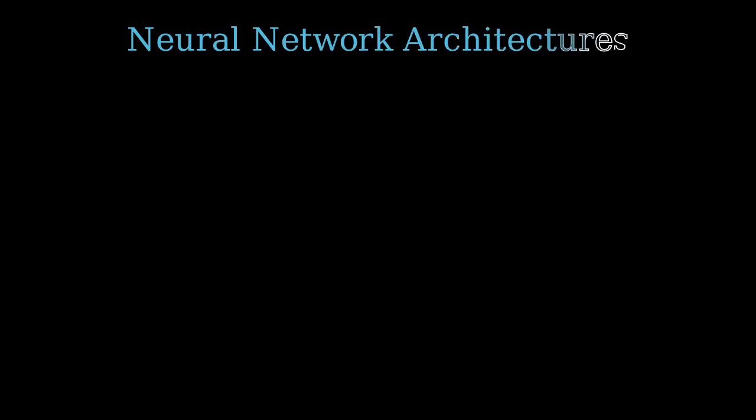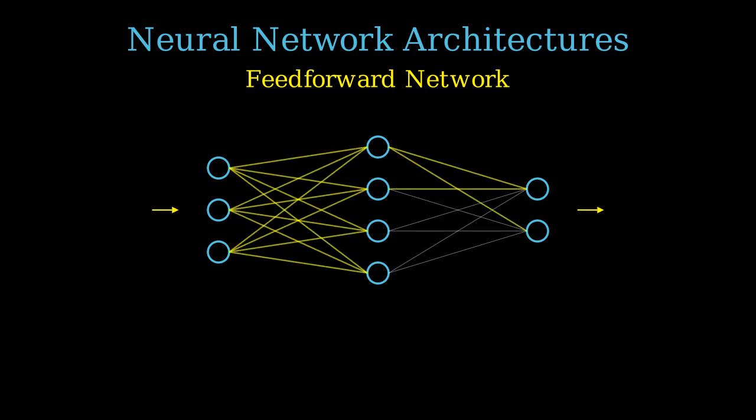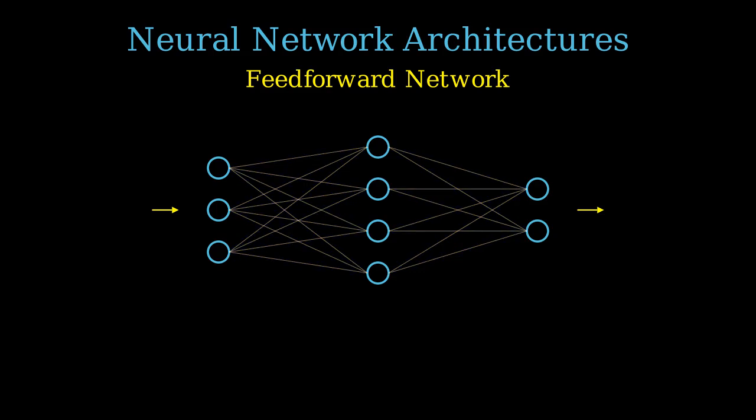To understand the diversity of artificial intelligence, we must look at the different ways we can structure a neural network. At the most fundamental level, we have feedforward networks. In this architecture, information moves in one single direction, from the input nodes, through any hidden layers, and straight to the output.